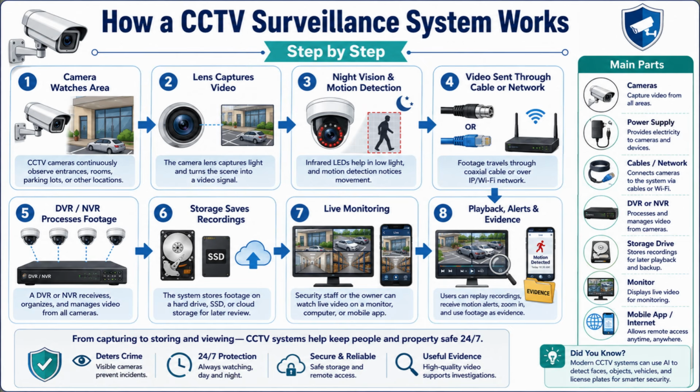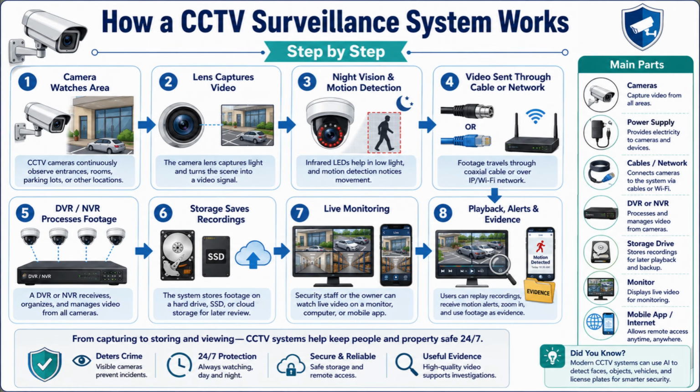In this video, we will discuss how a CCTV surveillance system works, step by step. First, a CCTV camera is installed in an important area such as an entrance, room, office, shop, parking lot, or building gate. The camera continuously watches the selected area so that any movement, activity, or incident can be recorded.